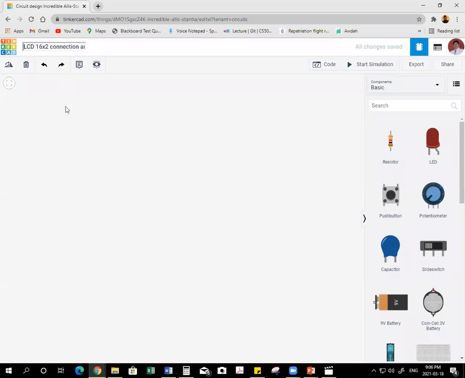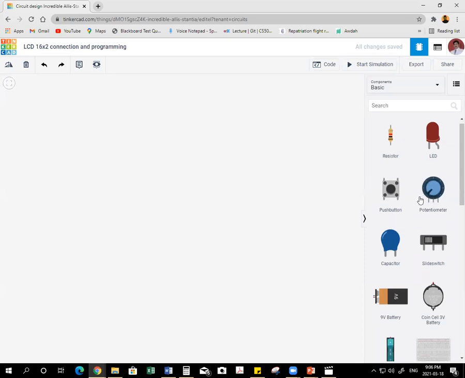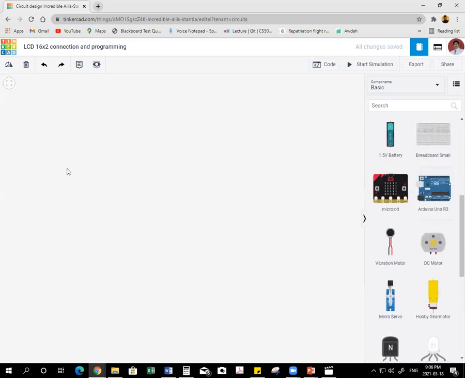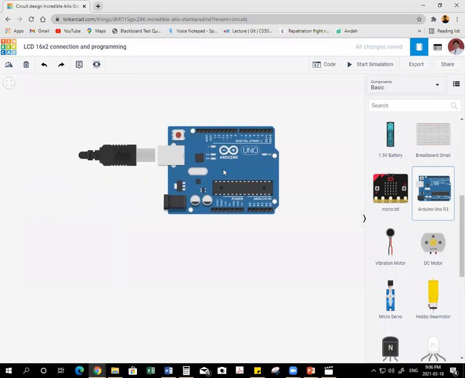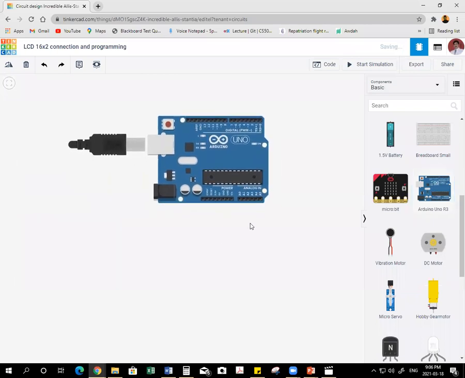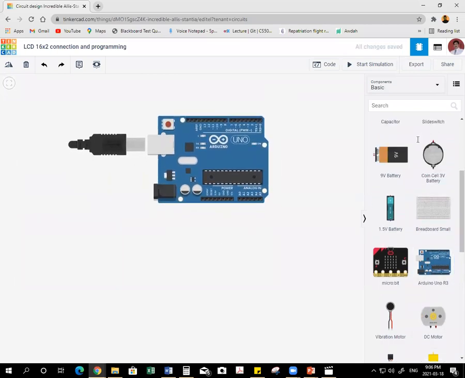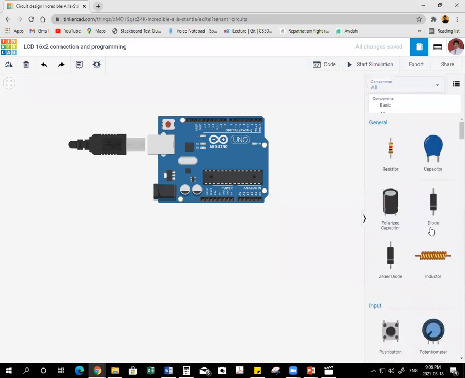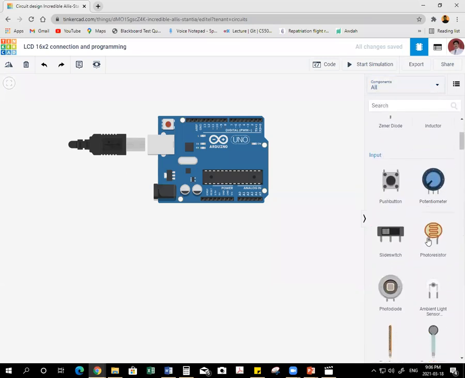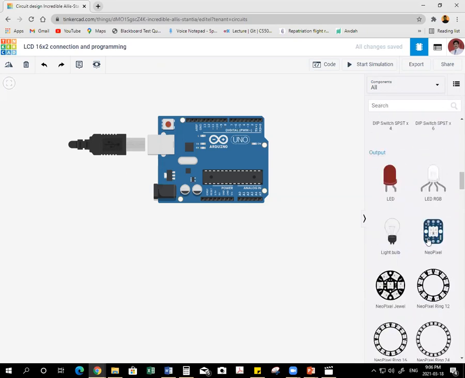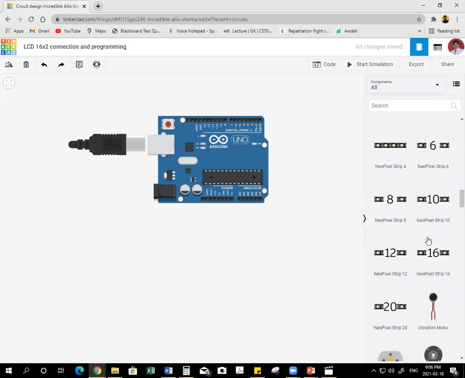Okay, LCD 16:2 connection I am planning now. Now I'll keep this here. Now I need a small breadboard so that I can handle everything easily. A big breadboard will take much bigger space. Where is a breadboard?